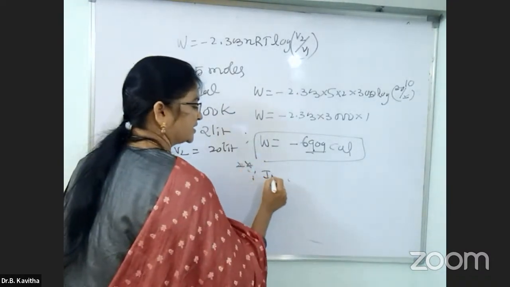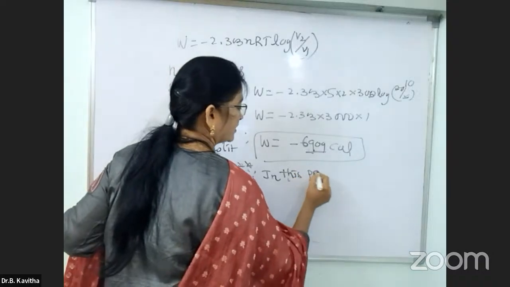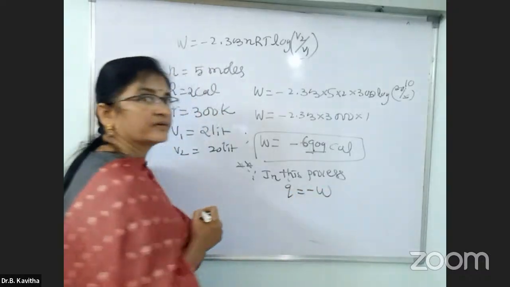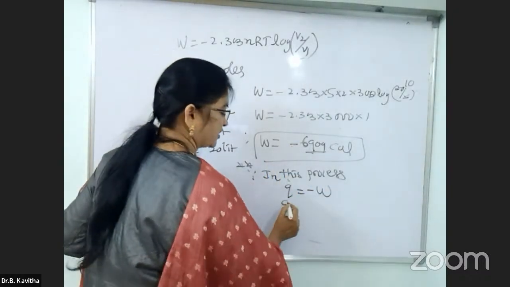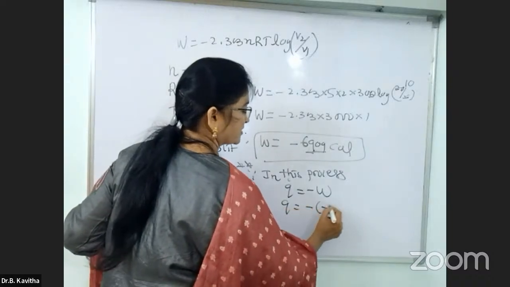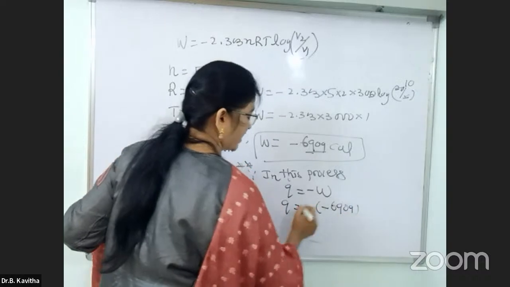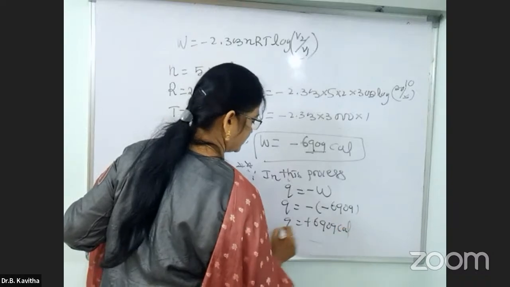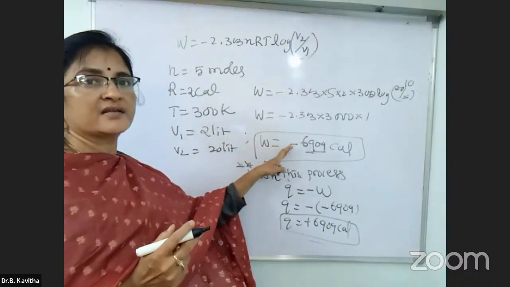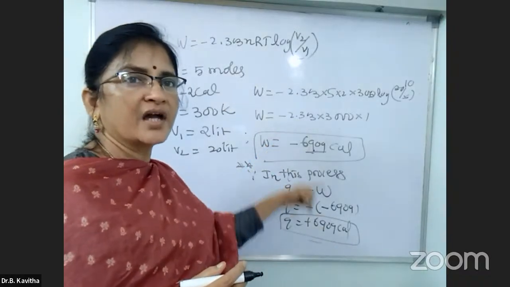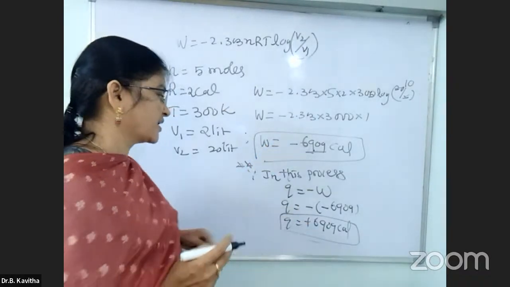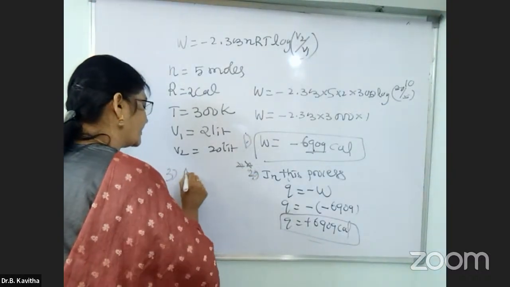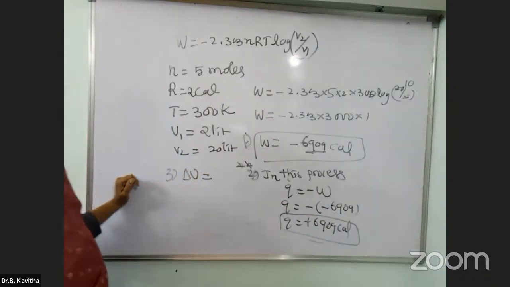Since in this process Q is equal to minus W. W is minus, so Q is minus into minus of 6,909, minus into minus is plus, 6,909 calories. Remember, if it is minus I have to write plus here. If it is plus I have to write minus here. This is the second one. The first one calculated, then the second one. What is delta U? Anybody? Change in internal energy, delta U, how much?